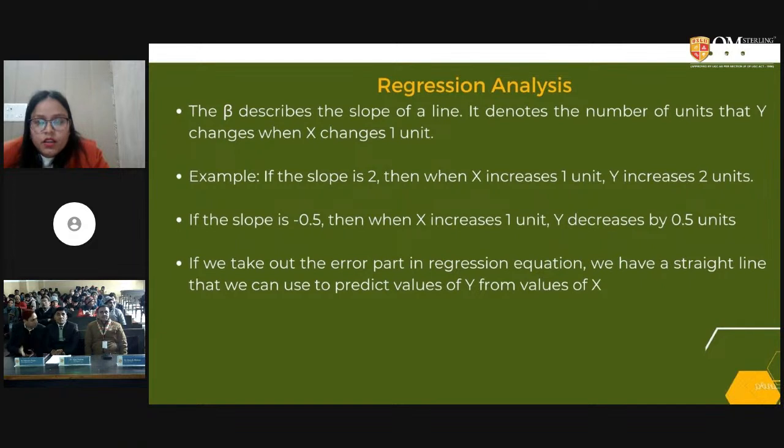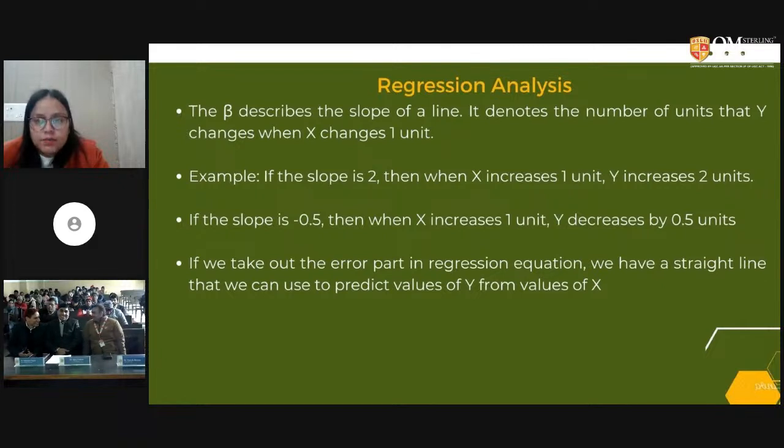Then, how to interpret the results of the analysis received through any statistical tool you are using. In regression analysis, for example, we have a slope, that is our beta value, of 2. That value of 2 depicts that a 1 unit increase in your independent variable will have a 2 unit increase in your dependent variable.